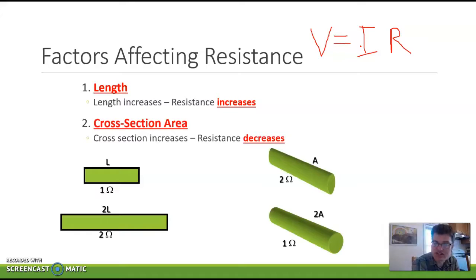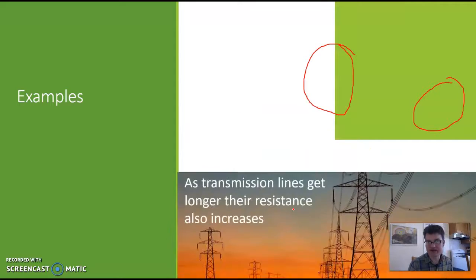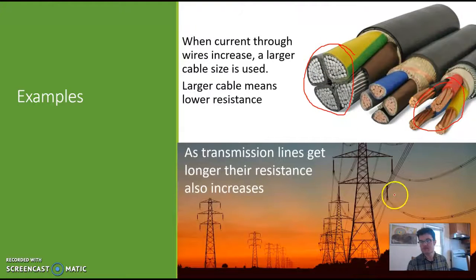Another thing is cross-section area, and this is another thing that has to do with power lines. When you're dealing with power lines or power transmission, when you start increasing the amount of current, you have to make the size of the cable enlarge as well. Reason behind this, if you take a look right here, you can see I have 2 circled lines. This one right here is a high current. This one down here is a low current.